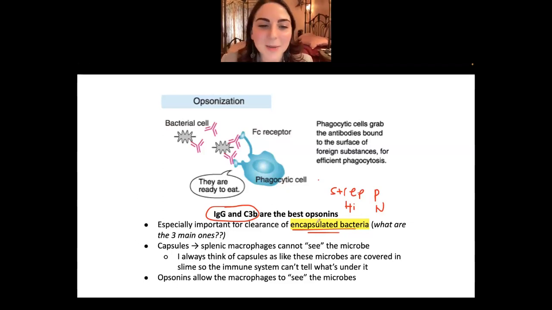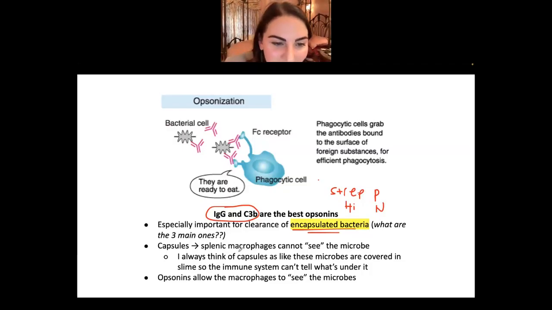The reason why is because these three, since they have capsules, are really good at hiding from the immune system. It basically prevents splenic macrophages from seeing the microbe. So they just can't see it. Think of it as being slimed, like when you go to Disney or something and get slimed. They can't see you because you have this covering, and that's what a capsule does.